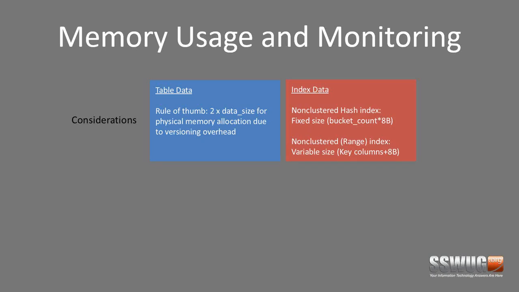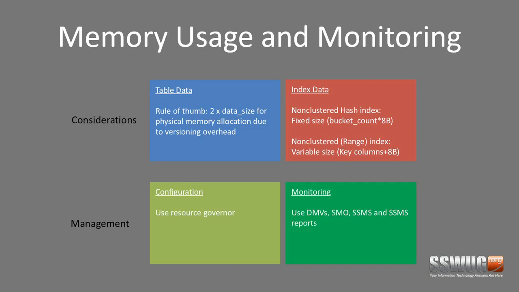And for index data, we talked about that. You have hash index, so you need to account for the size taken by the buckets. And also for the non-cluster index, it grows and shrinks with the table, so it has the index key and the pointer. You have to account for these things. In terms of configuration, we strongly recommend mapping the memory optimized tables to a named pool at the database level. And you should monitor how the memory is being consumed, garbage collection, and so on.